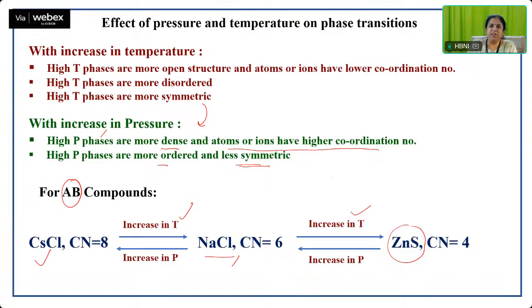If I look at the coordination number, we just said that increase in temperature will lead to decrease in coordination number. Coordination number 8 with increase in temperature goes to coordination number 6. This with increase in temperature goes to coordination number 4. And the reverse happens with increase in pressure. So the effects of pressure and temperature on phase transitions are generally antagonistic. They work in opposite directions.